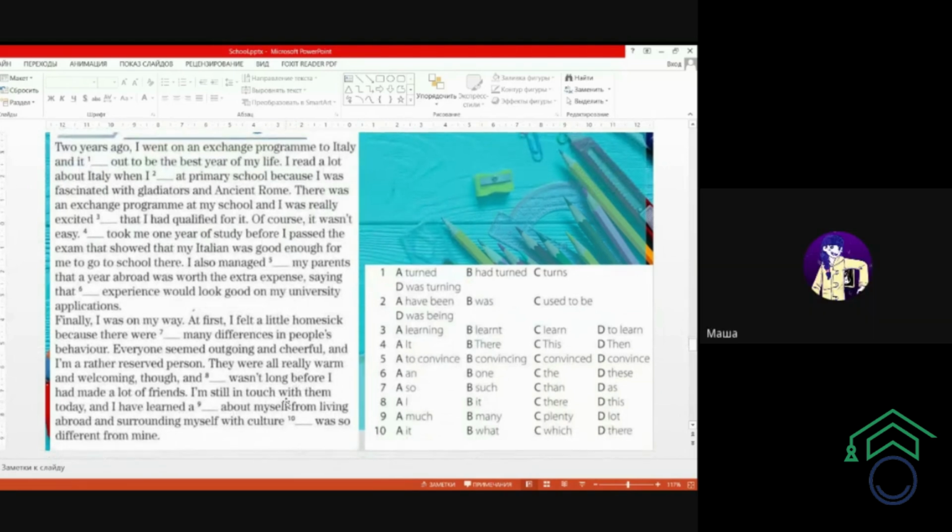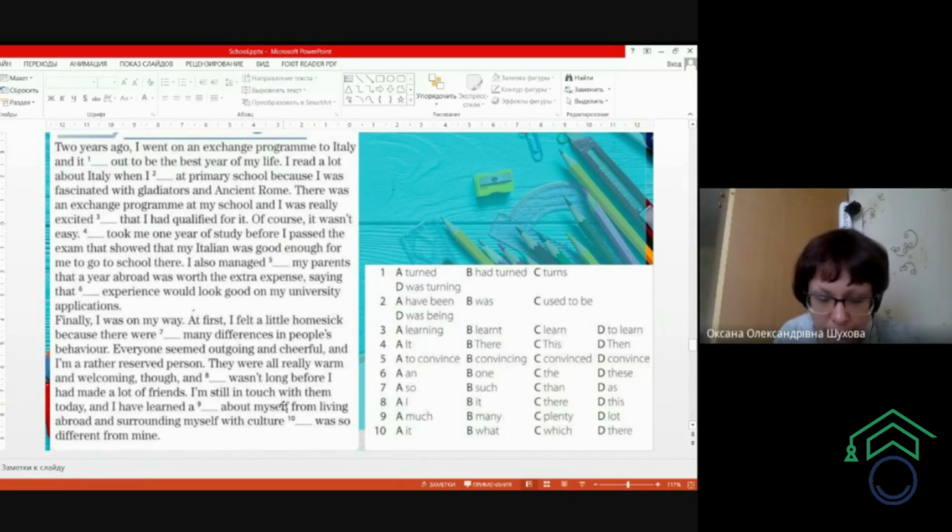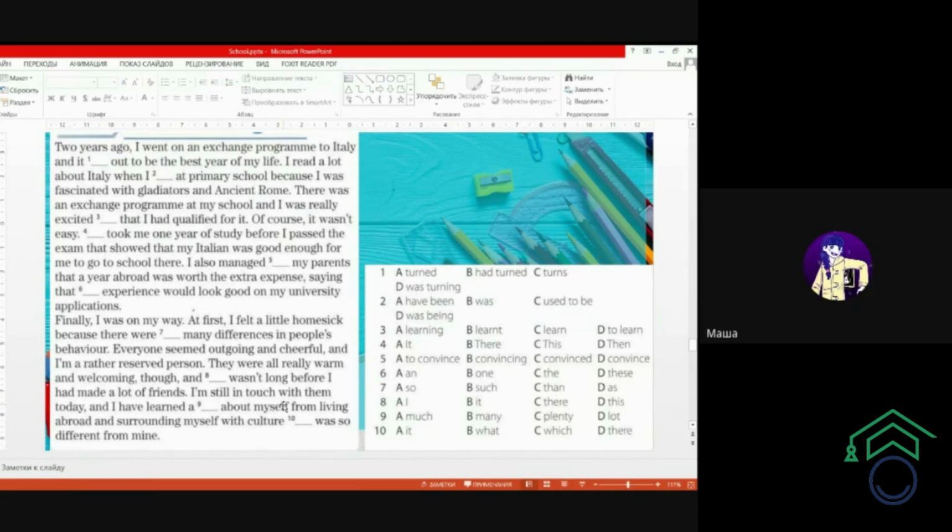At first, I felt a little homesick because there were many differences in people's behavior. So, okay, so many differences. Okay, any ideas why? Such is used with nouns. Then is used in comparisons, and as is also used in comparisons.